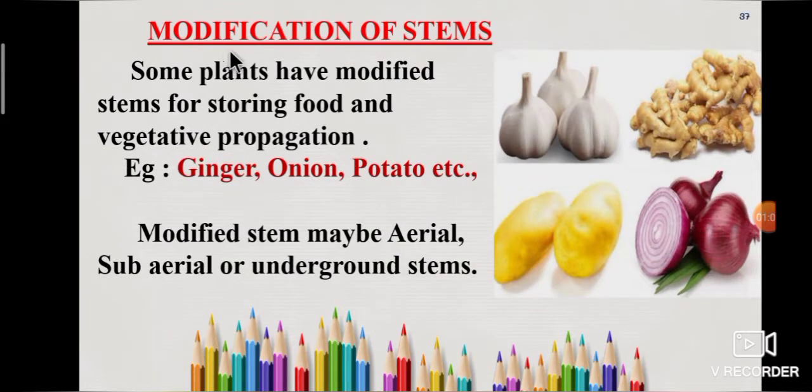Now we will learn about modification of stems. Some plants have modified stems for storing food and vegetative propagation. Example, ginger, onion, potato, etc. Modified stem may be aerial, subaerial or underground stems.